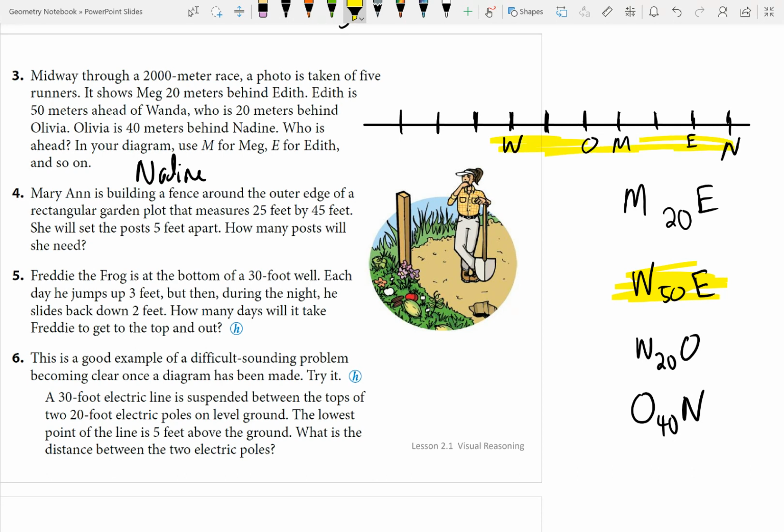Okay. Number 4. Mary Ann is building a fence around the outer edge of a rectangular garden plot that measures 25 feet by 45 feet. Will she set the posts 5 feet apart? How many posts will she need?